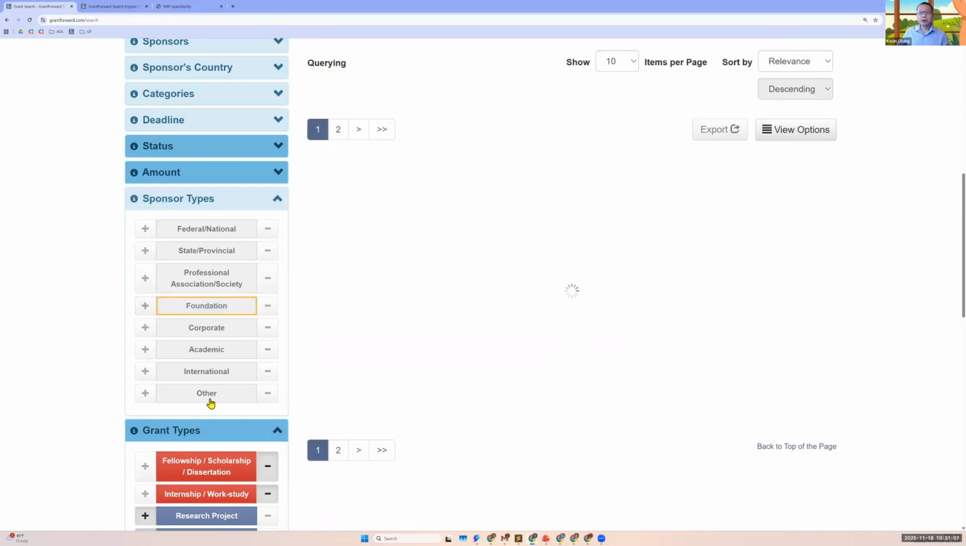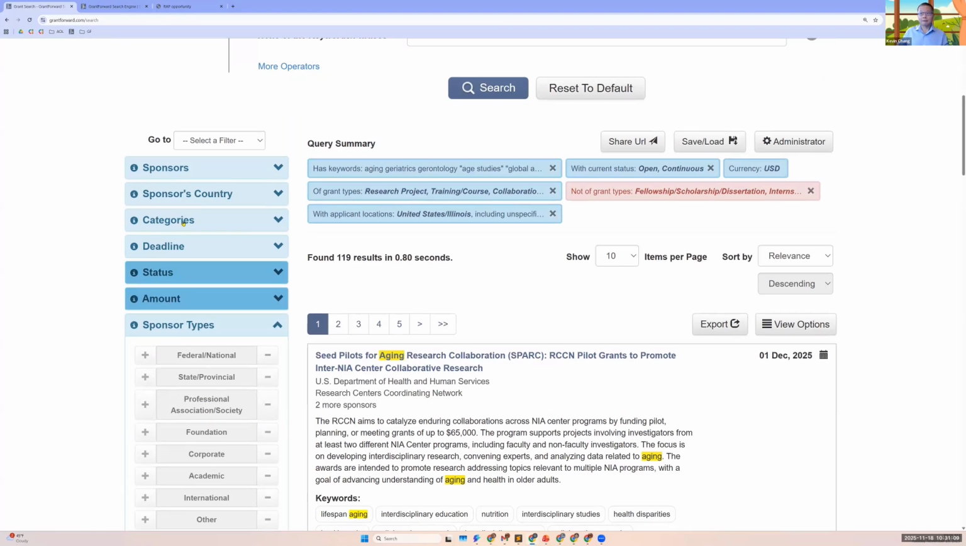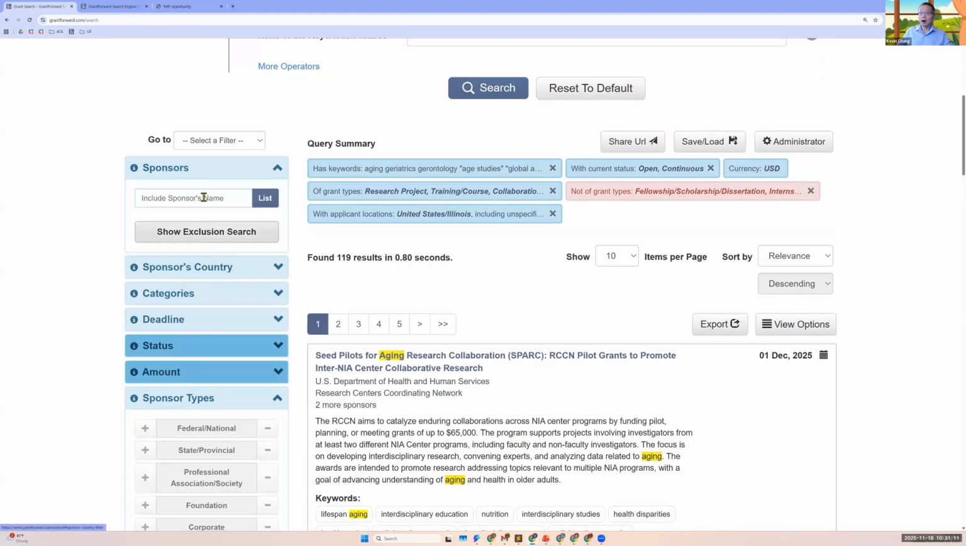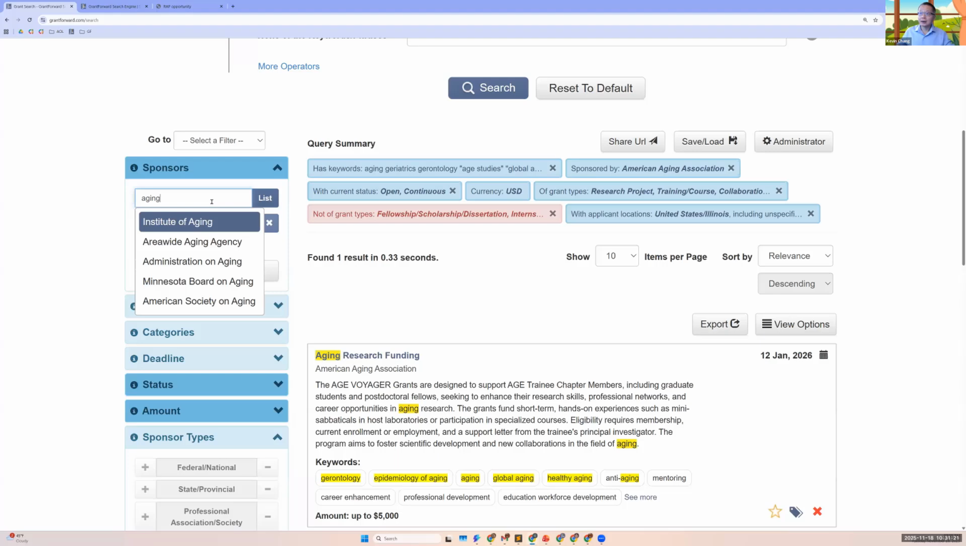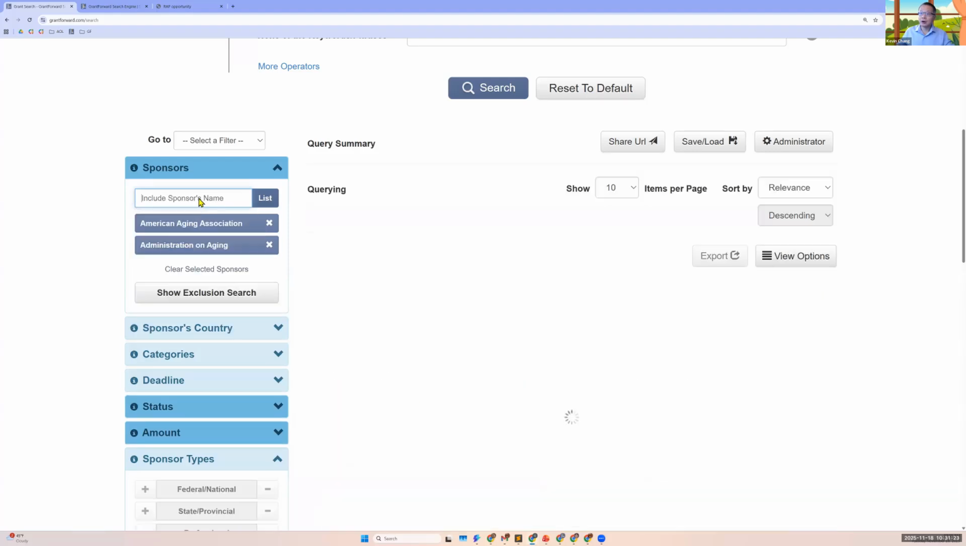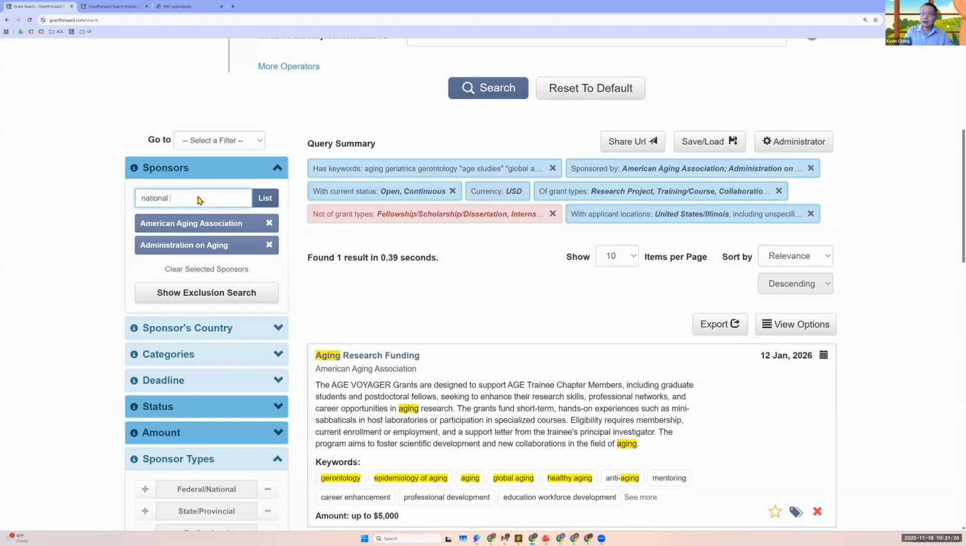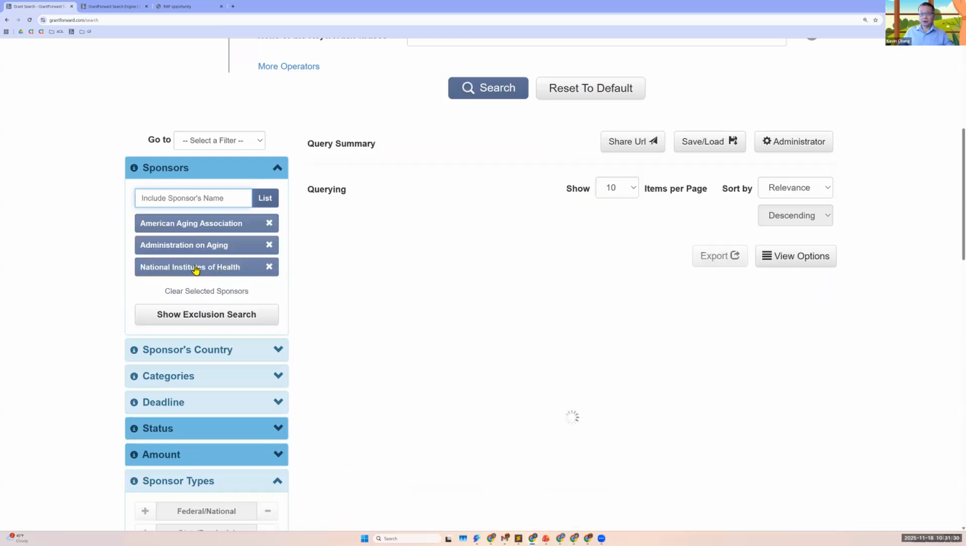Okay, you can also search sponsors specifically. Let me show this interesting filter. I can say, I just learned this, American Aging Association. I want to focus on one grant. Let me look at other aging service, administration of aging, and the National Institute of Health, because it's about health.